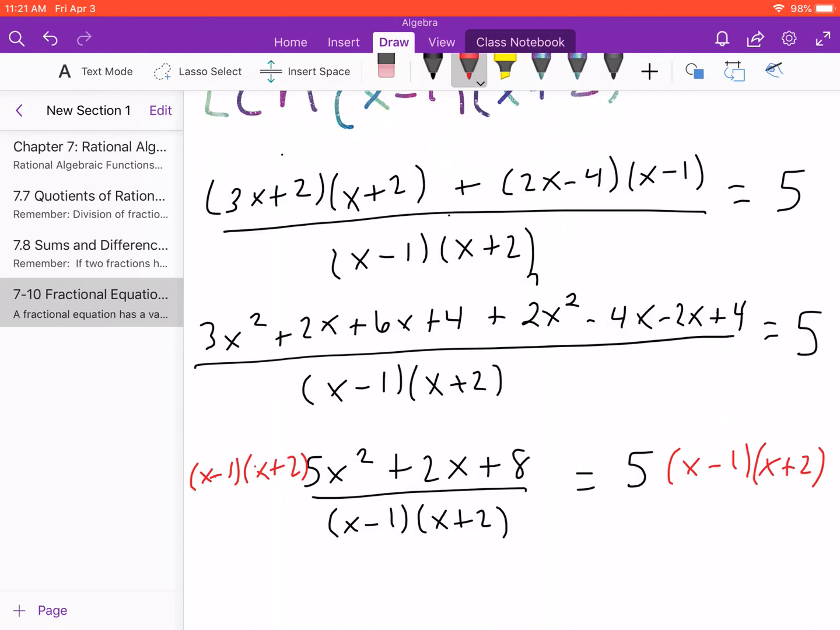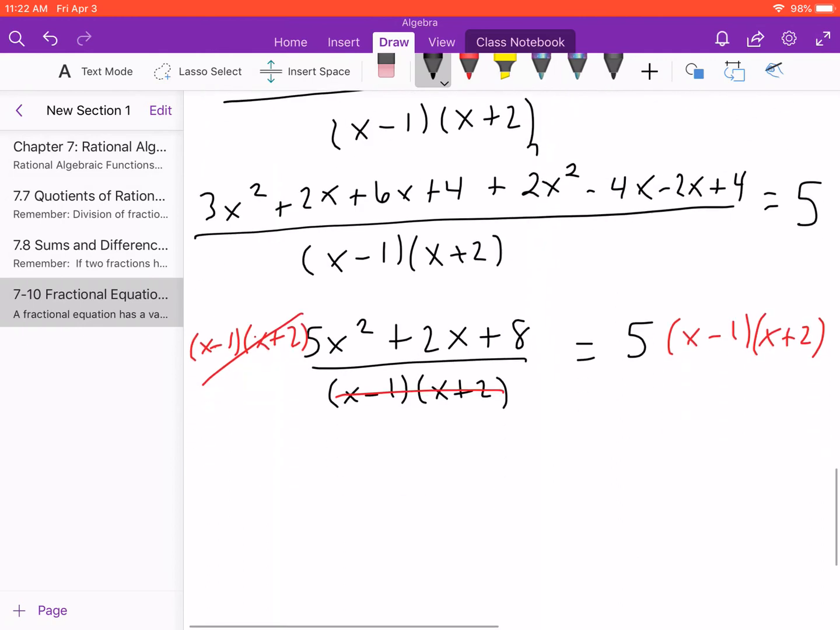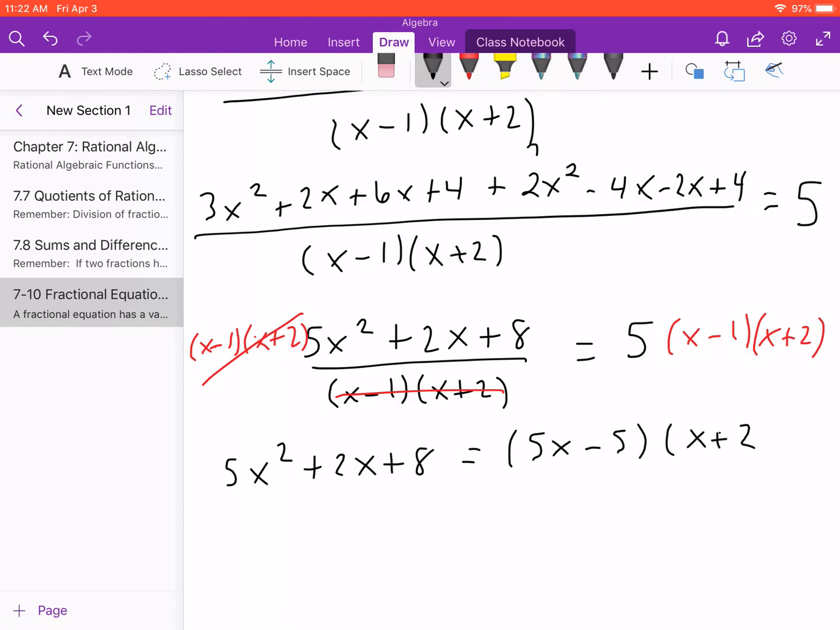And on the right side of the equation, we're going to multiply 5 by x minus 1 times x plus 2. Right off the bat, our least common multiple and our denominator cancel on the left side of the equation. So we can go ahead and rewrite the left side of the equation, 5x squared plus 2x plus 8. But on the right side of the equation, we now need to distribute that 5. So we're left with 5x minus 5 times x plus 2, and I'm going to multiply across on the right side.